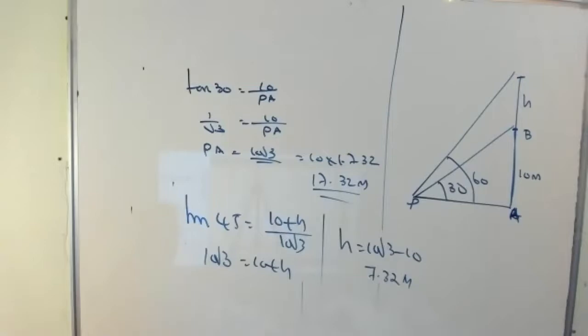Abir, don't start directly with tan 30, tan 60 and all. You have to explain the figure.